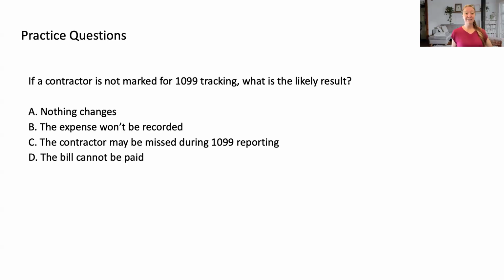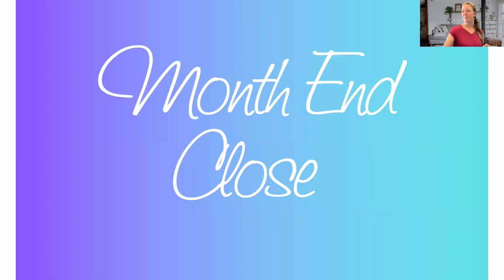We might have said it was a different bank account when we entered that expense. It won't match either. So there might have been something with the entry that we made. If a contractor is not marked for 1099 tracking, what is the likely result? It looks like all of you were already answering C, which is absolutely correct. Good job. So we're going to skip past those.